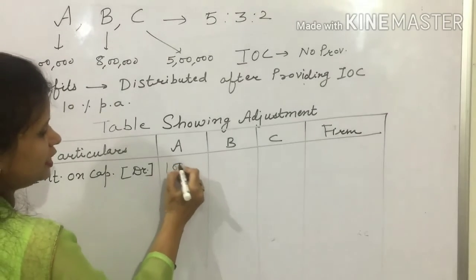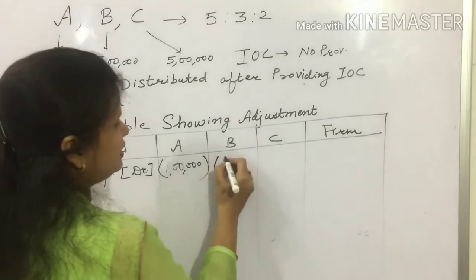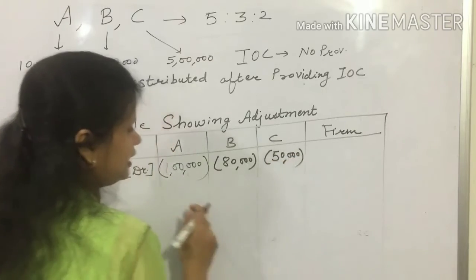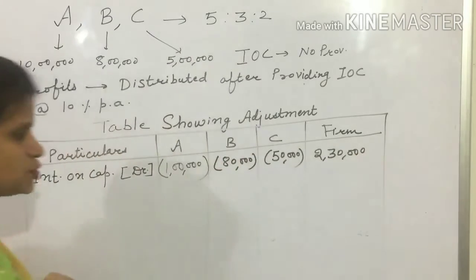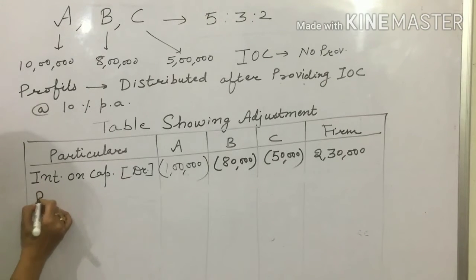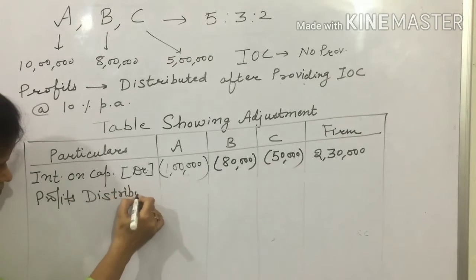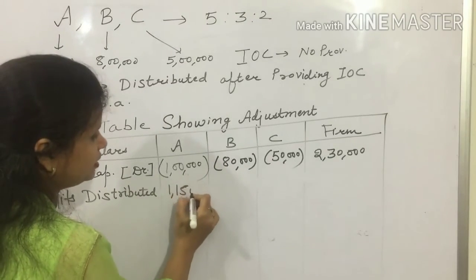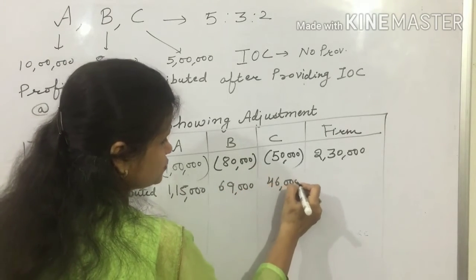So A will be debited with 1 lakh. Debit we are representing in brackets. B will be debited with 80,000 and C will be debited with 50,000. And firm will get a profit of 2,30,000. Now the firm will distribute this profit among A, B and C. In which ratio? TSR. Profits to be distributed in which ratio? 5:3:2. So A will be credited with 1,15,000, B 69,000 and C will be credited with 46,000.